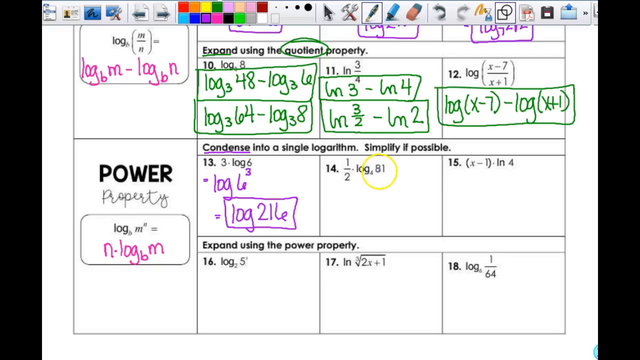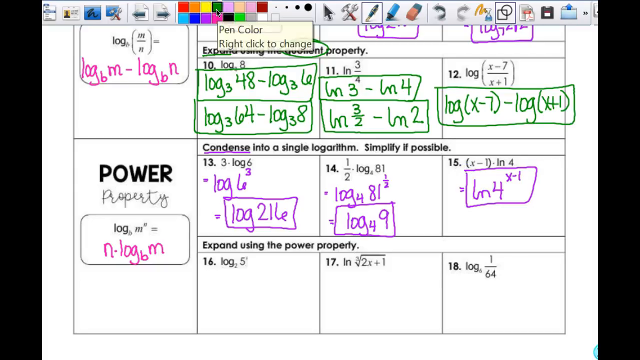All right, so log base 4 of 81, got 1/2 of that, so that 1/2 becomes the exponent. So I'm going to get log base 4 of 81 to the 1/2 power. That is the same thing as the square root of 81. Got to know what your rational exponents do. And so this is just log base 4 of 9. All right, 15. This x minus 1 is being multiplied by the natural log of 4, so it becomes my exponent, and I get the natural log of 4 to the x minus 1 power, and that's the best I can do there. Now I'm going to expand using the power property.